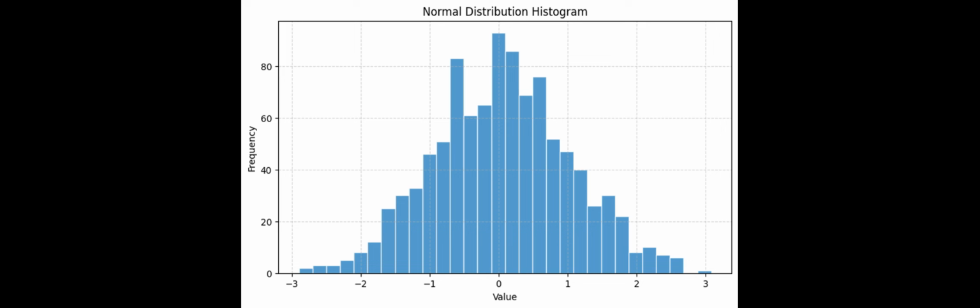plt.figure(figsize=(10, 6)). This produces a classic bell-shaped curve when visualized as a histogram.